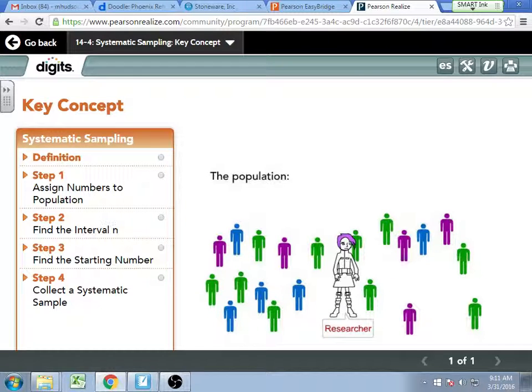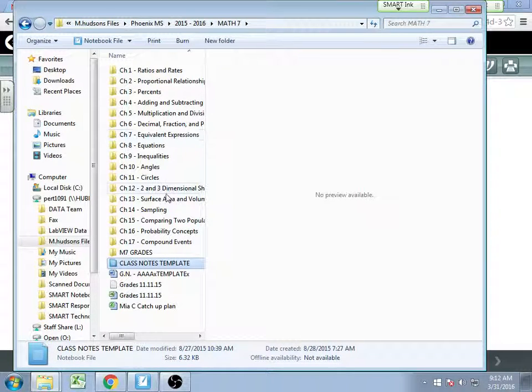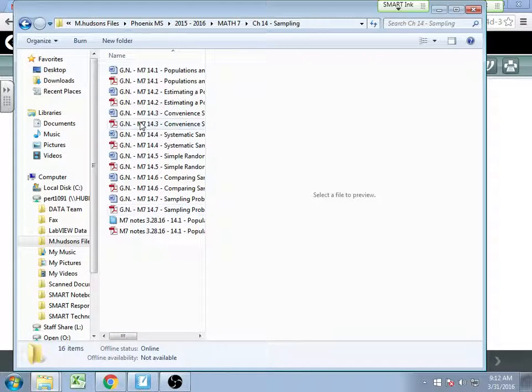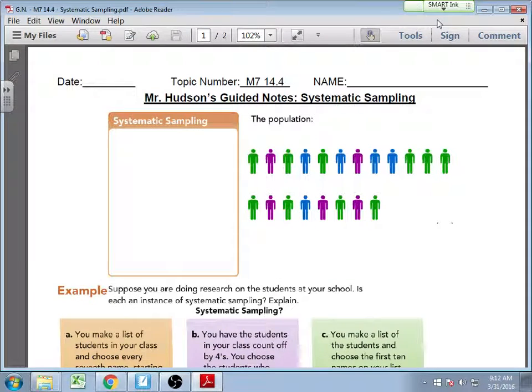So this new sampling technique we talk about is called systematic sampling. I'm going to get your notes pulled up, the PDF real quick. A systematic sample is any sample found by using every n number of people. So every second would be every 2, n would be 2. Every third, n would be 3.